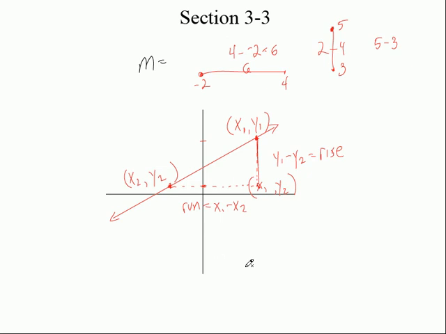All right, so watch. Here we go. If I want to find the slope, instead of saying rise over run, let's use our x's and y's. What would it be? What was our rise? y1 minus y2. What was our run?